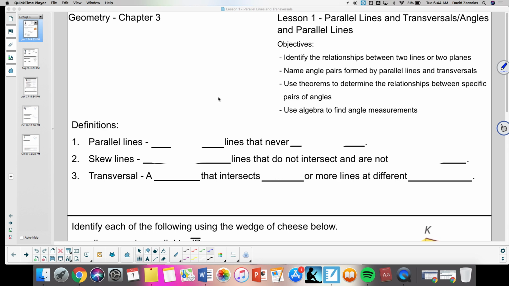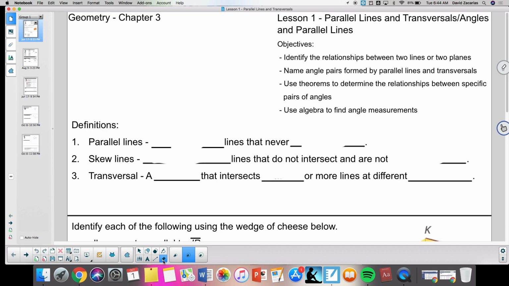This lesson we have here is parallel lines and transversals. Now let's talk about what parallel lines are first. First, parallel lines are coplanar, so they must be on the same plane. And they never intersect, so that's huge. Coplanar lines that never intersect.